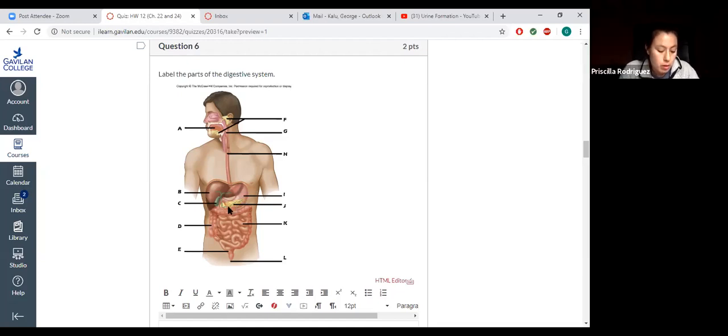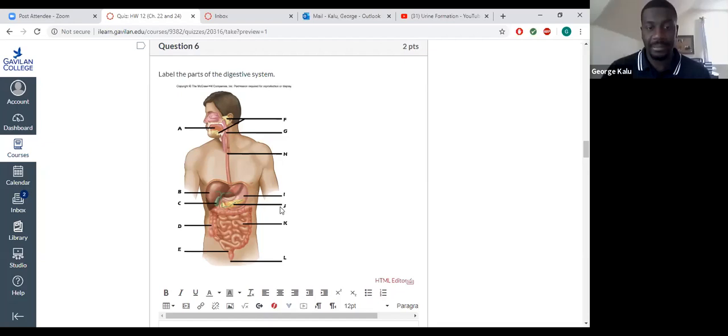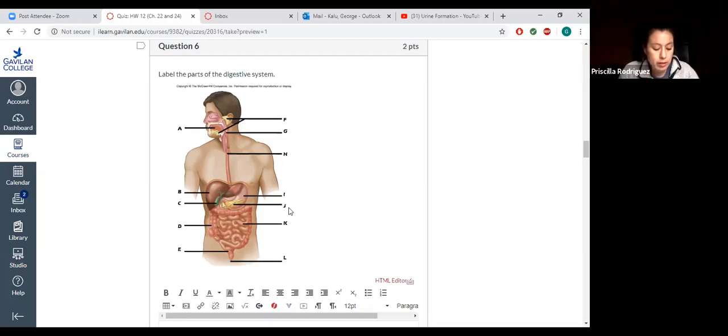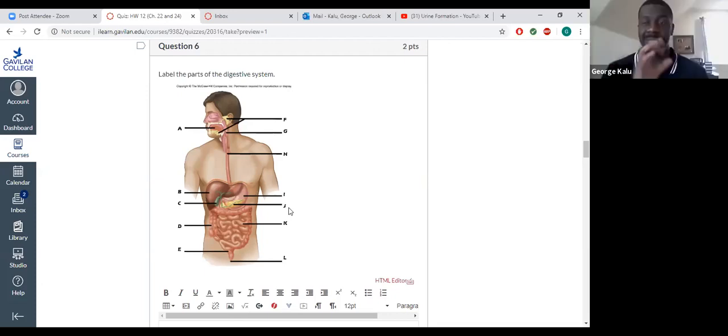Then we have J. What are we looking at with J here? The pancreas. J is the pancreas, right? So what's the pancreas's job in the digestive system? Well, it has alpha and beta cells for glucagon and insulin, right? Yes, but that's more the endocrine aspect of it. But in terms of the exocrine functions, what does it produce that helps with the digestive process?